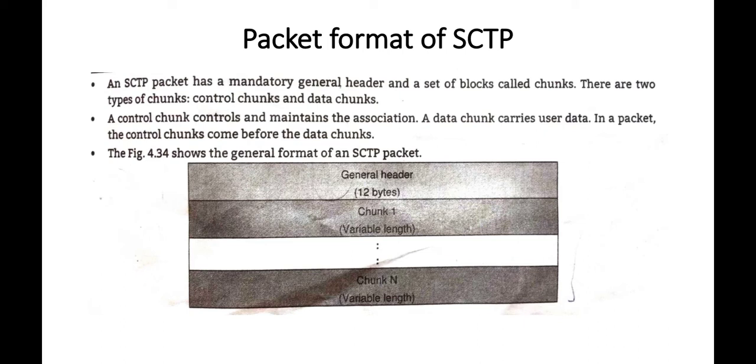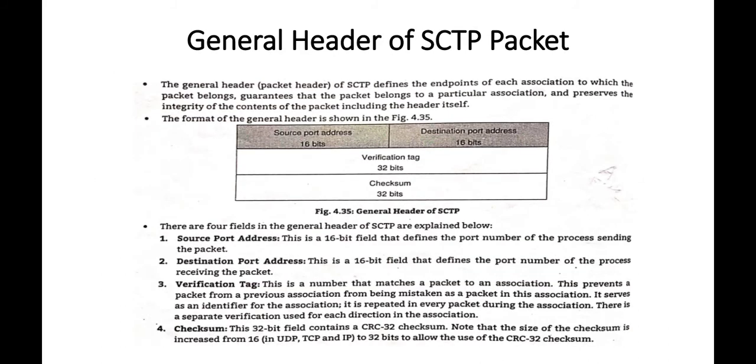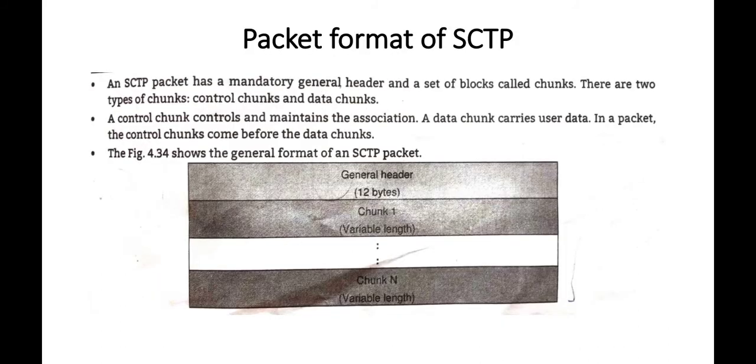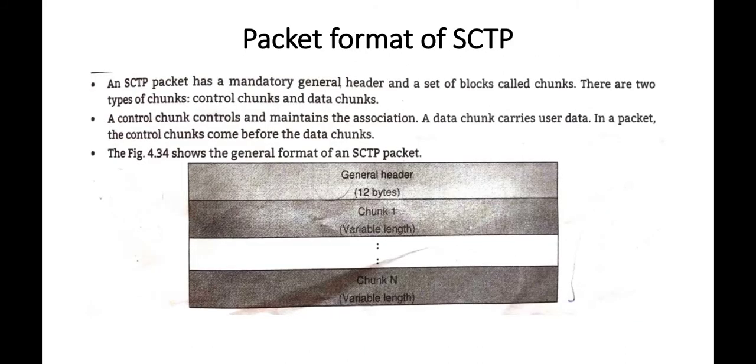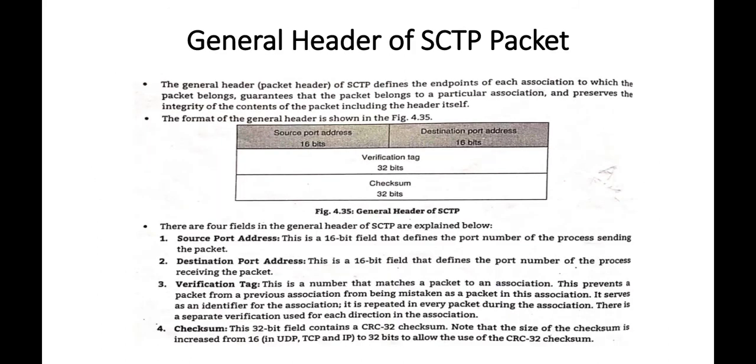Now we say that there is a general header on each packet. This general header contains the source port address, destination port address, the verification tag and the checksum. This is the general header, and after that come the chunks. In your packet there are two parts: one is the general header and the next is the chunks. So this is the general header.